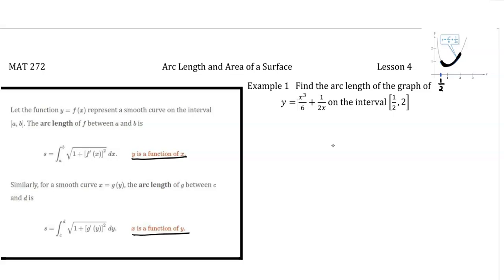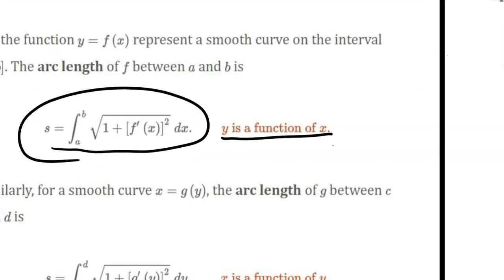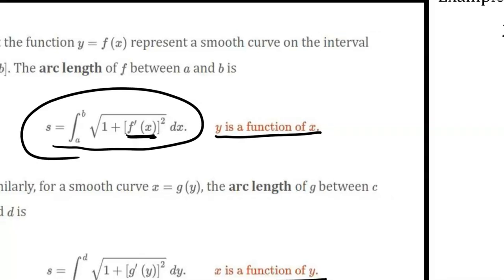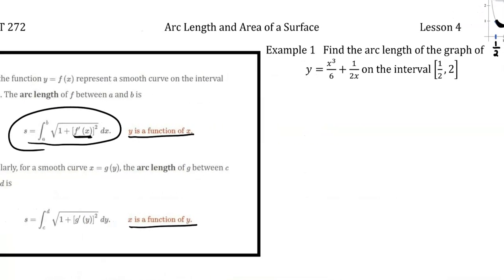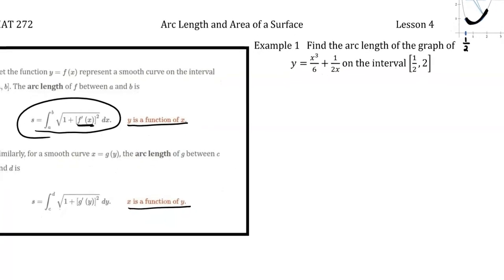Our a and our b are 1/2 and 2 respectively because that's the interval that we are interested in finding the arc length over. So looking at what we need here, I need to take an integral of a square root of 1 plus the derivative squared. So I will need the derivative of this function. This f of x is just like our y, our function. So I'm going to start off by taking y prime.